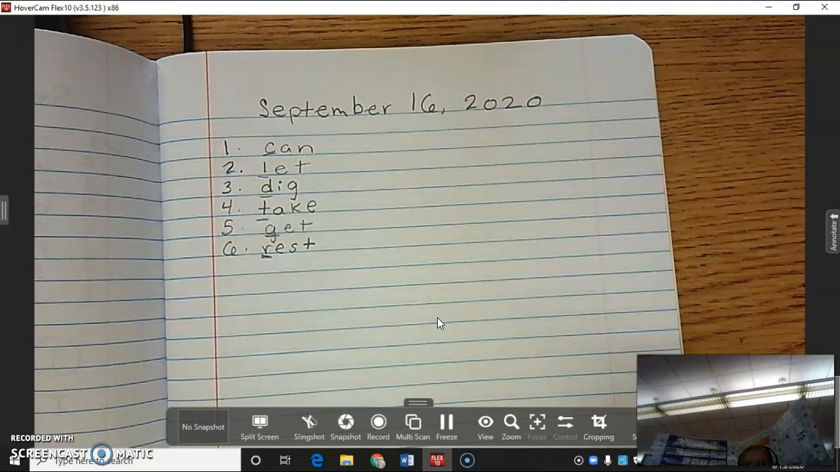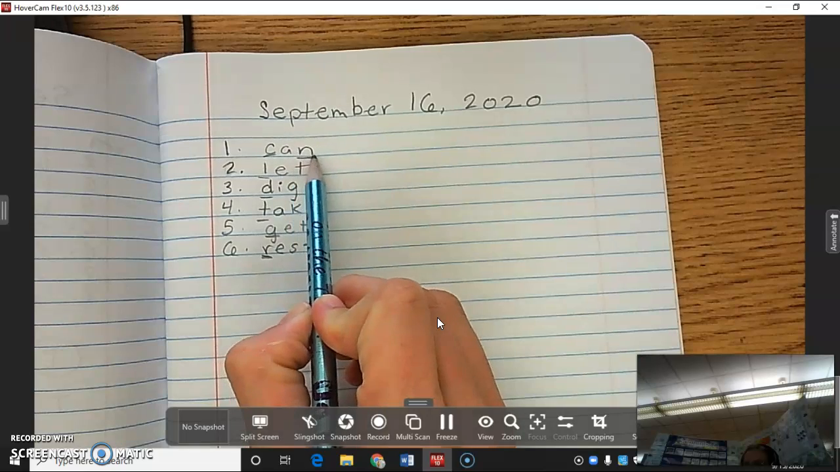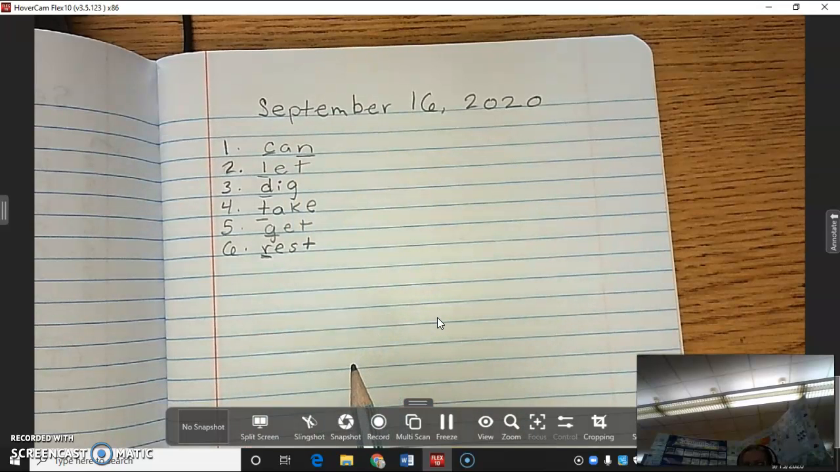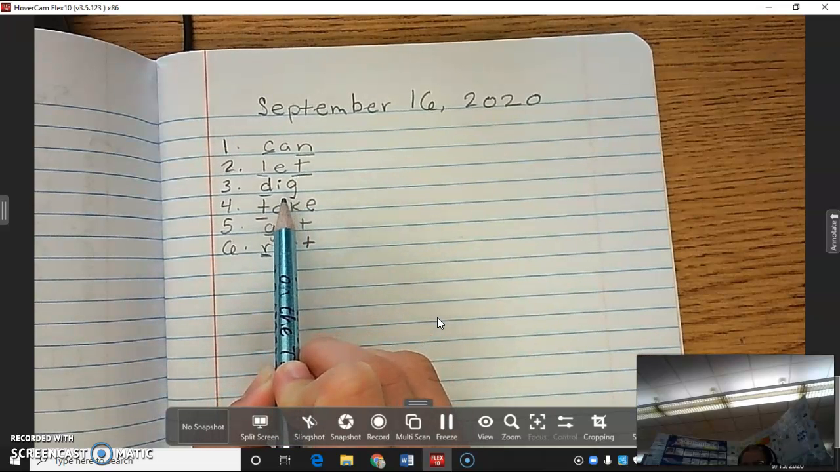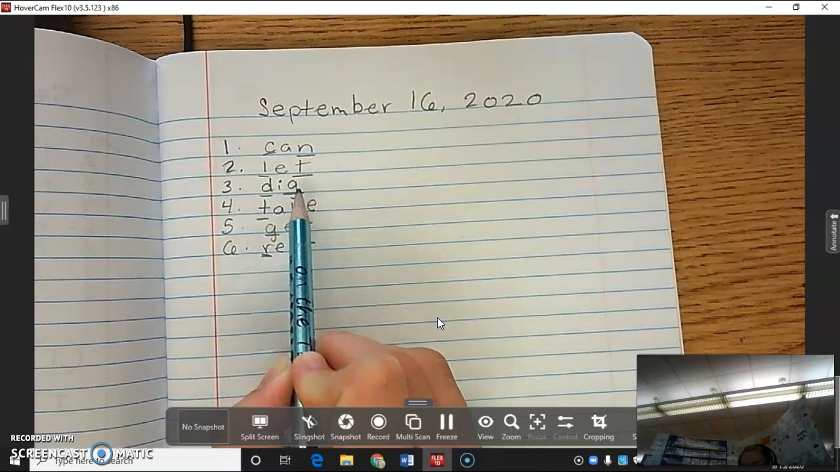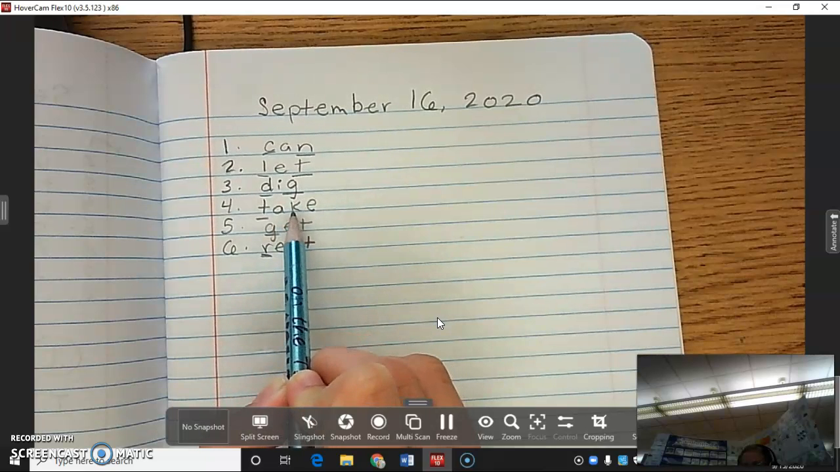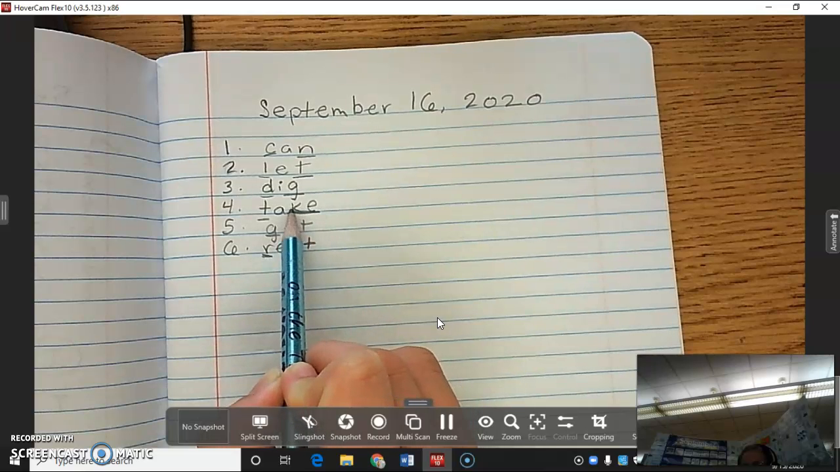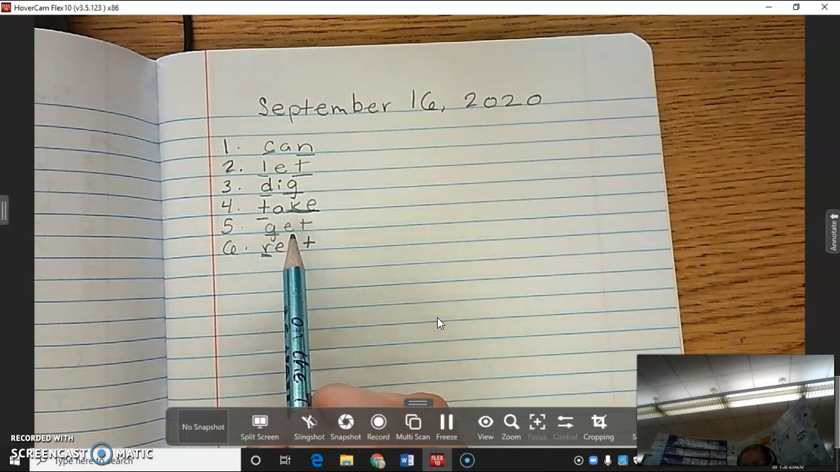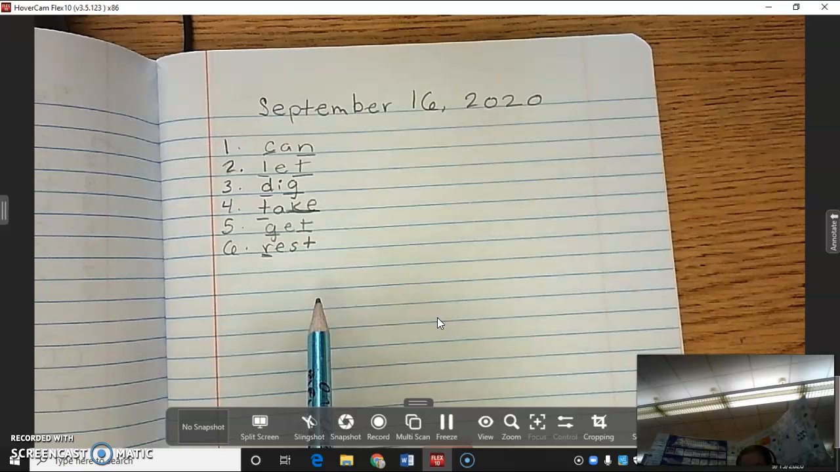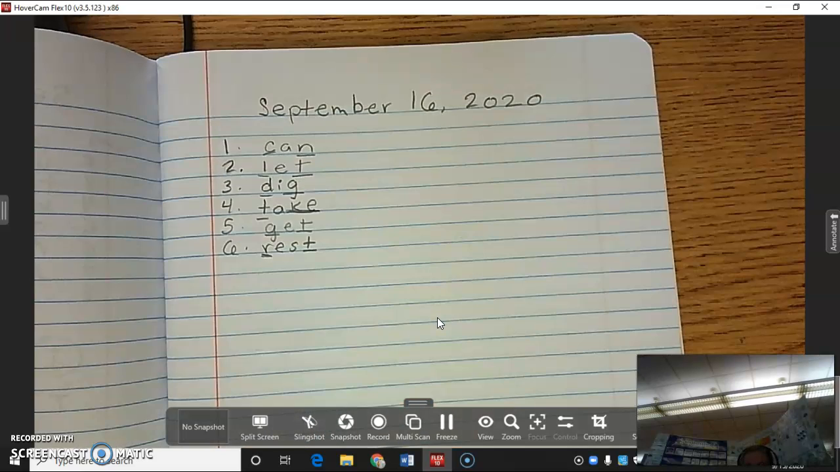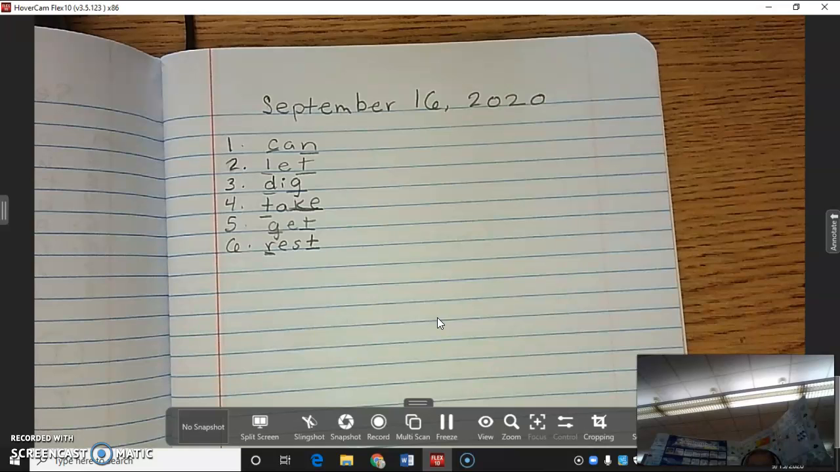What about end sounds? What about the sound at the end? What's the end sound in can? N. What's the end sound in let? T. The end sound in dig? G. The end sound in take? K. It's the K and the E make K. The end sound in get is T. And the end sound in rest? T.